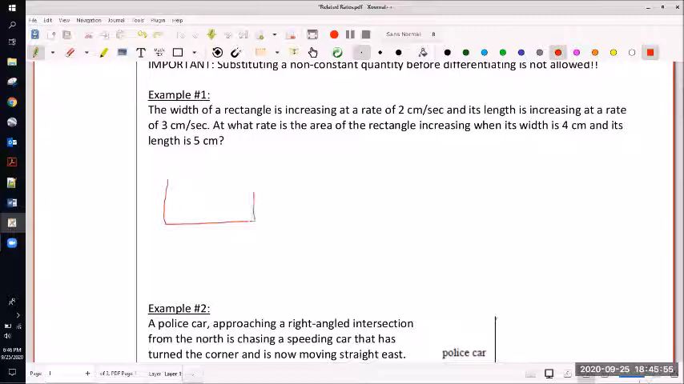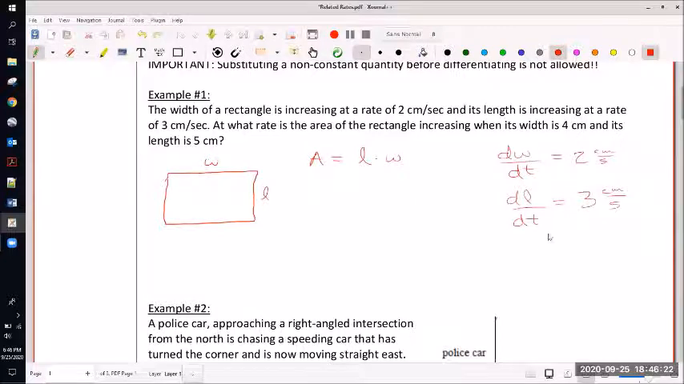So we'll draw a picture. We'll label the sides width and length. And we know that the area is the length times the width. We're given that the rate of change of the width with respect to time is 2 centimeters per second. The rate of change of the length with respect to time is 3 centimeters per second. And then we want to know the rate of change of the area with respect to time when the width is 4 centimeters and the length is 5 centimeters.